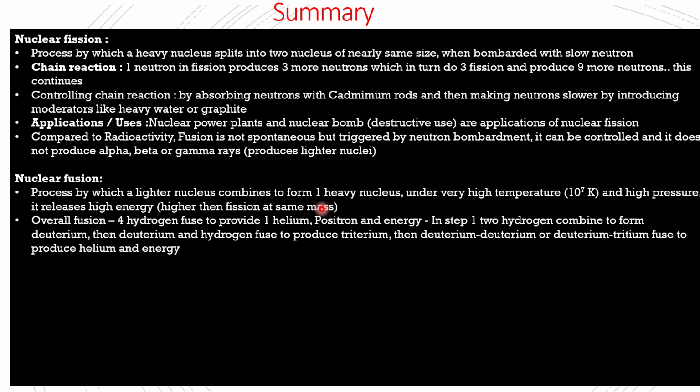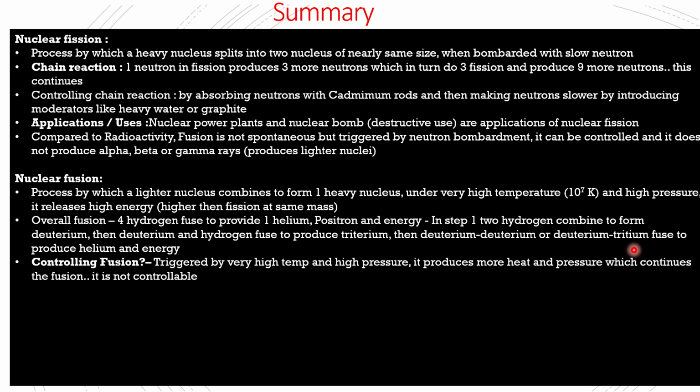What is the overall fusion? Fusion happens in multiple steps. Overall fusion, 4 hydrogen will fuse to produce 1 helium, positron and energy. But this happens in multiple steps. In step number 1, 2 hydrogen will combine to form deuterium. Then deuterium and hydrogen can produce tritium. Then tritium can produce helium and energy. That's the summary that you can again go back and revise.